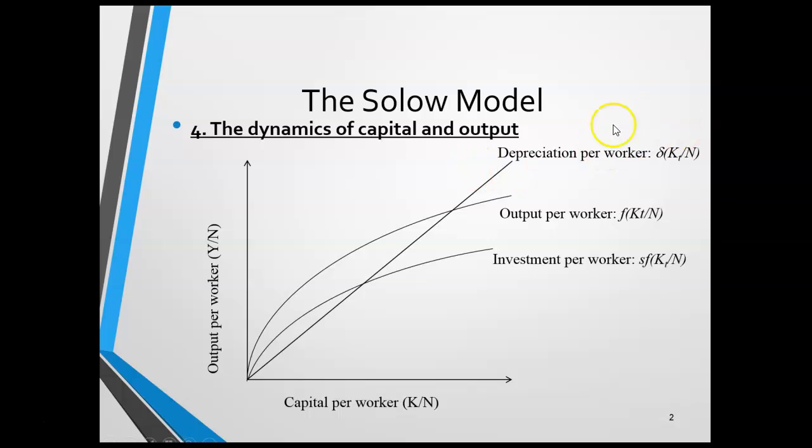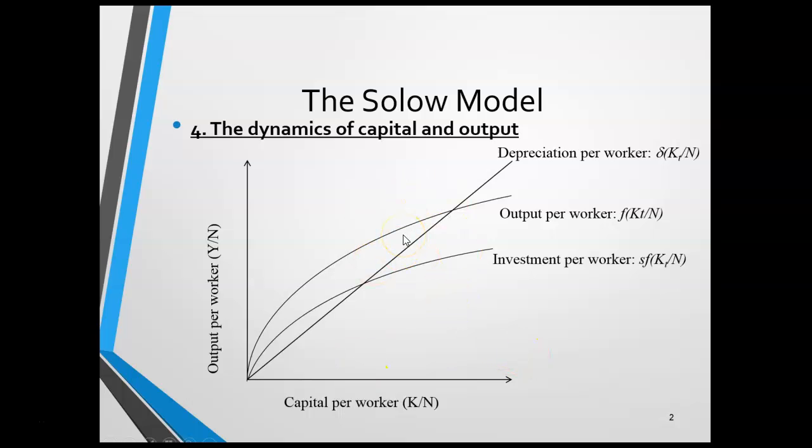Finally, the straight line here is depreciation. Depreciation is simply a linear function of how much capital per worker there is. For instance, if the depreciation rate is 2%, at $1,000 of capital per worker, $20 would depreciate each year. If it is $2,000, $40 would depreciate per year, and so forth. So the more capital there is, the more of it breaks each year.